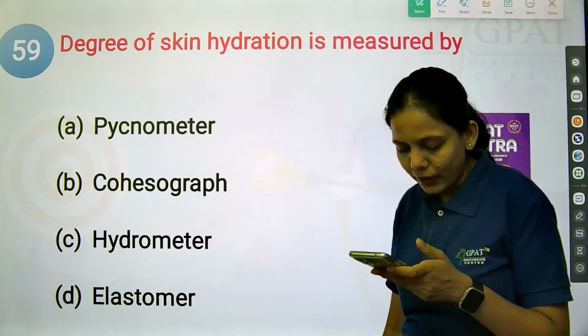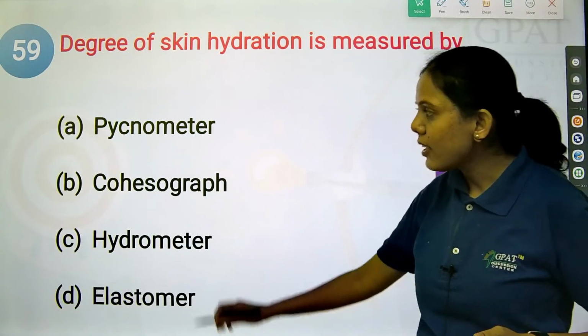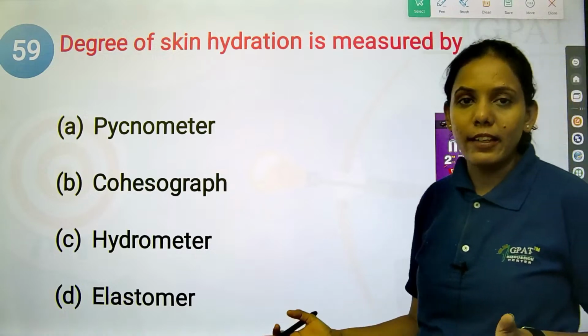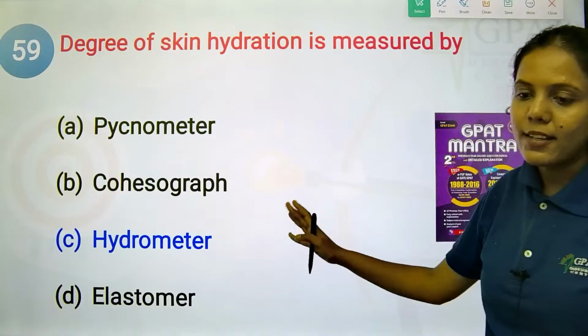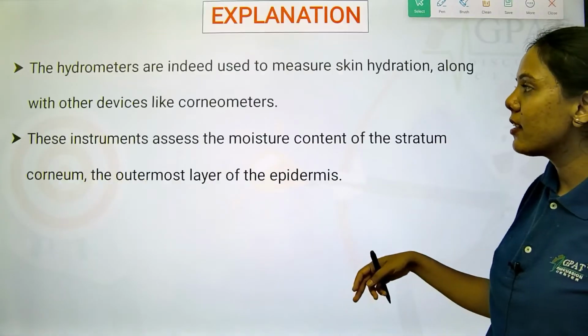Hydrometer or pycnometer? So pycnometer is for the density. It is not for the skin hydration. So hydrometer is the right answer. That is option C is the right answer.